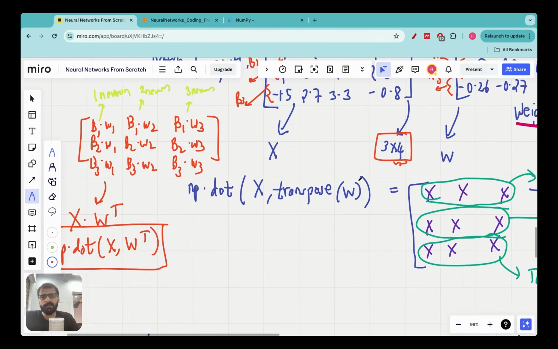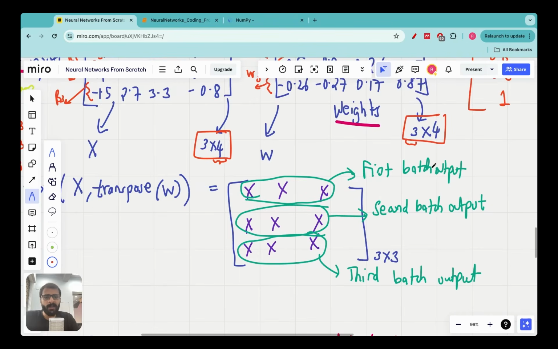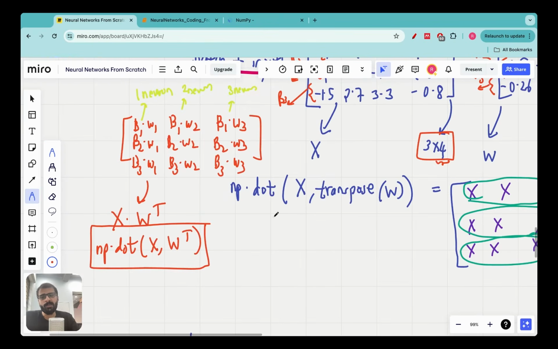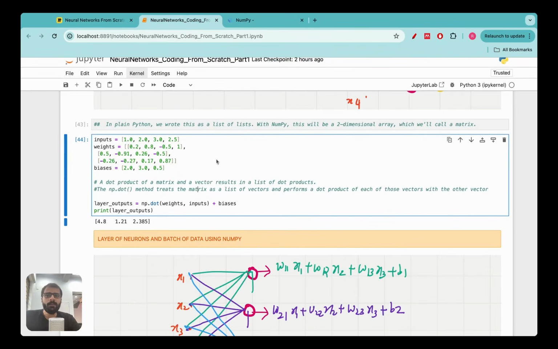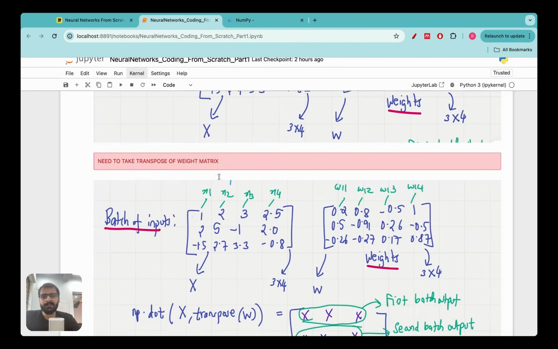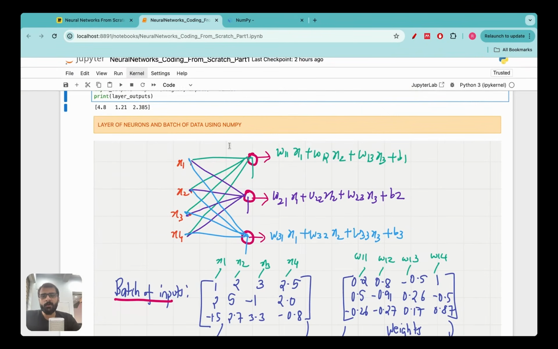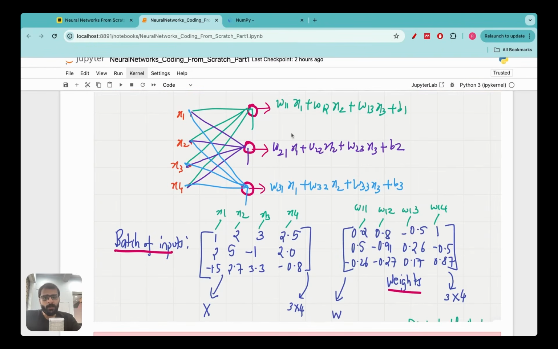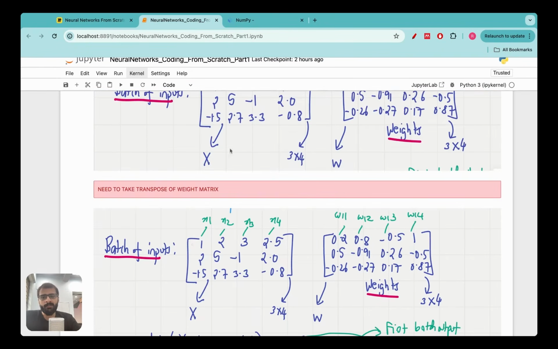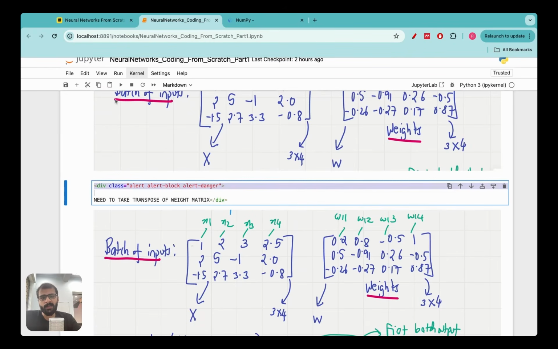So the first row of this output is the first batch output for 3 neurons. The second row is the second batch output for 3 neurons. And the third row is the third batch output for the 3 neurons. And this is np.dot x comma transpose of w. Now, if you go to the coding interface, when we look at a batch of data, we looked at this figure already in the whiteboard, and we saw that we need to take a transpose of the weight matrix, which is very important.